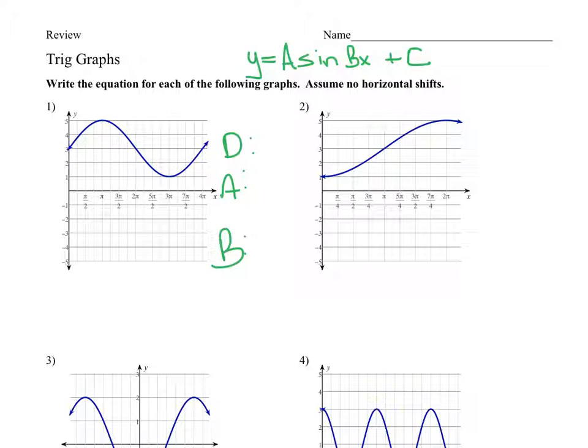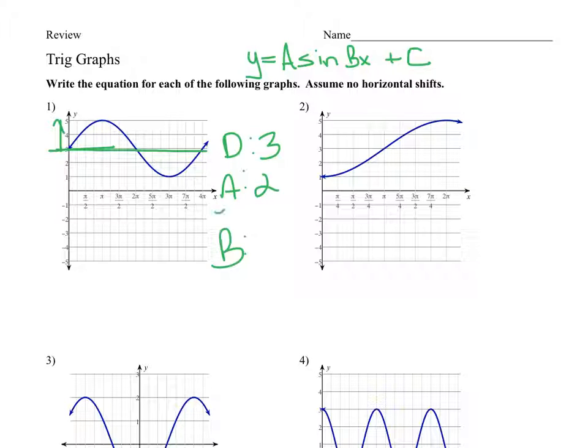If you can't figure out your midline, remember it's the max plus the min divided by 2. Don't forget that. So it's the middle, what the line oscillates around. So D would be 3. A is the amplitude from the midline. So from the midline up would be 2.